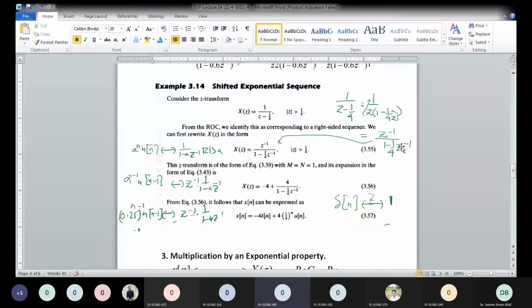Yes, sir. Just need to take z common from the denominator, so it would become the same expression, z inverse over 1 minus 4 z inverse, right? So if we solve it this way, the solution is given in your book, but there is another solution which we do first, and then we will come to how the book found it.